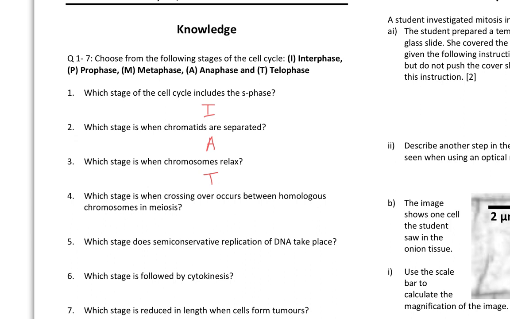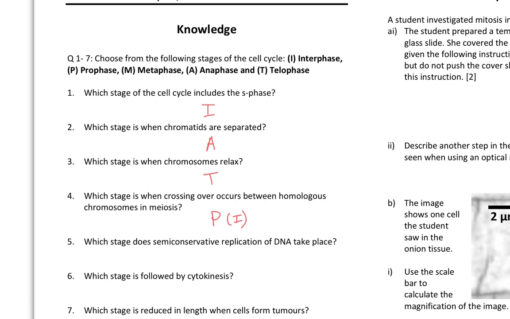telophase. The stage when crossing over occurs between homologous chromosomes in meiosis, a hard one, and you don't technically need to know this, but it's prophase, and it's prophase 1, just before they go to the equator and arrange either side for independent segregation in metaphase 1.